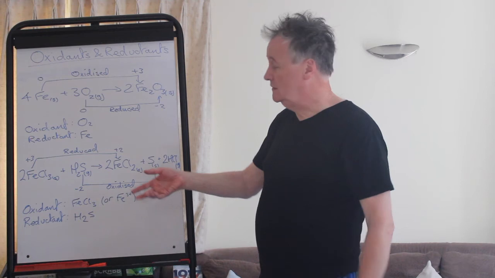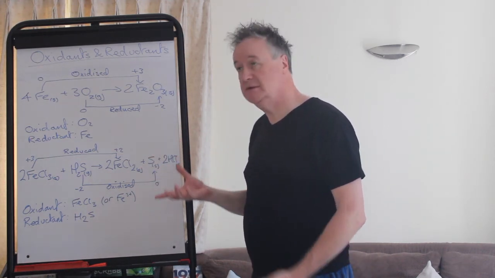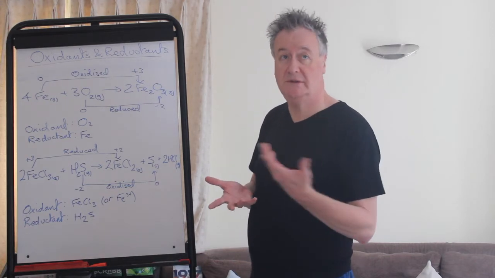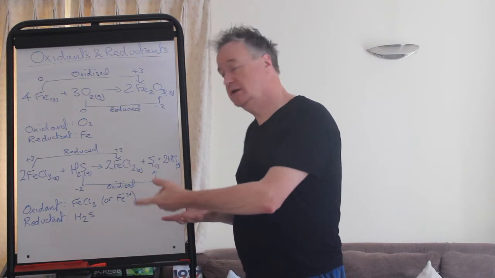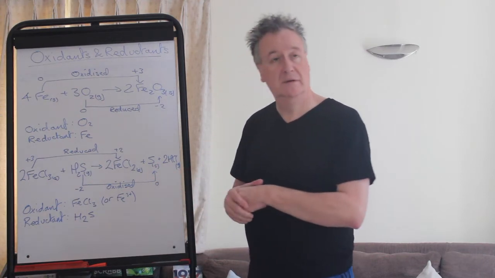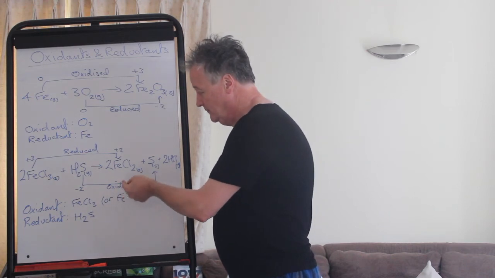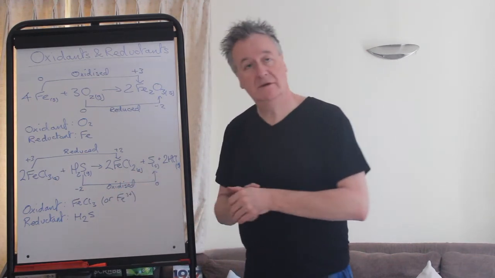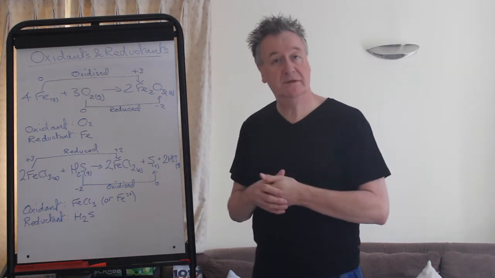Same idea here. I just identify the changes. Fe3+ to Fe2+ ions in those substances will be a reduction from +3 to +2 in oxidation number. The sulfur in the hydrogen sulfide has gone up from -2 to 0, so it's been oxidised, and therefore you just flip them. Oxidised becomes the reductant, hydrogen sulfide, and therefore the FeCl3, which is reduced, has become the oxidant.